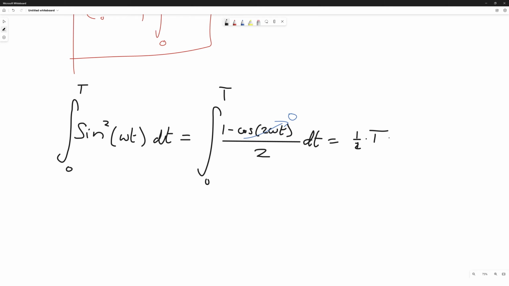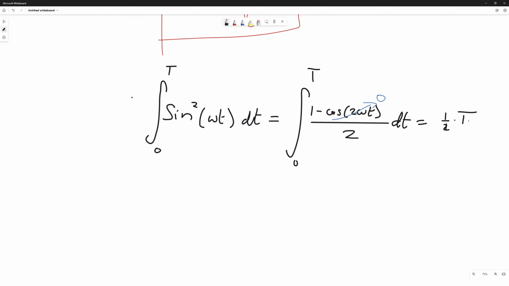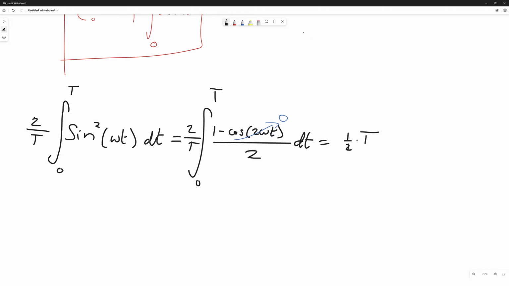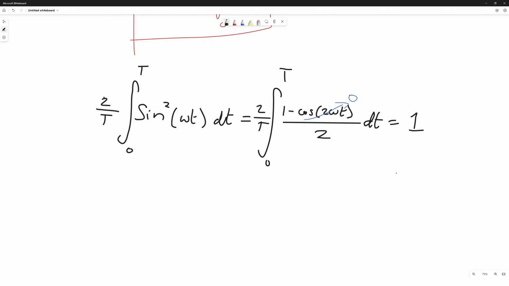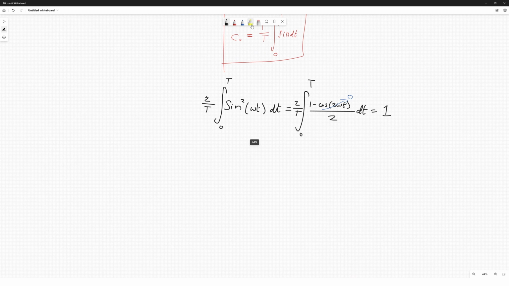But we want this to equal 1, so let's just modify our original integral to be the reciprocal of this, so it will be 2 over t. So now we have 2 over t, and this should be 1. All right, and this is the same thing for cosine. And thus, we now have our synthesis equation for the coefficients.